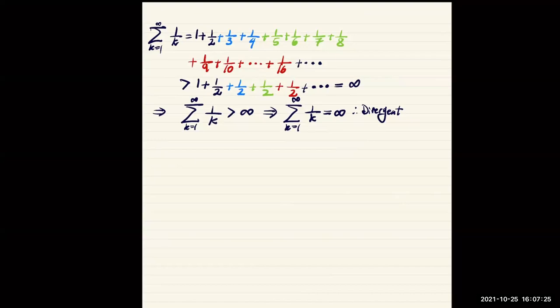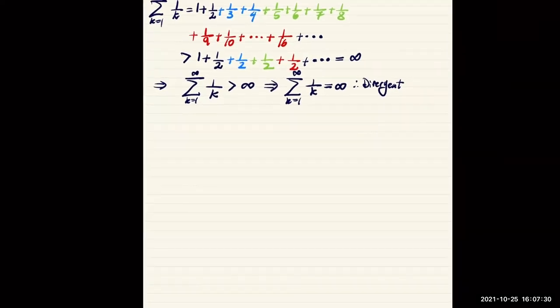We have the next type of series to look at, the P series or the hyperharmonic series. Let me see. Oh yeah, I can't introduce P series yet. I have to do that in the next section. But that's it. So telescoping series, geometric series, and the harmonic series. Those are the 3 series that we've had to learn in section 11.2.